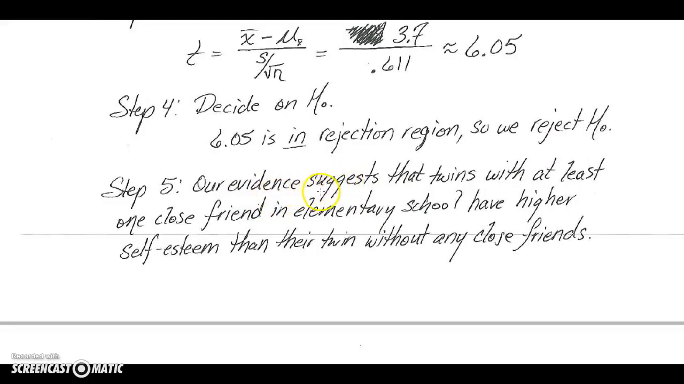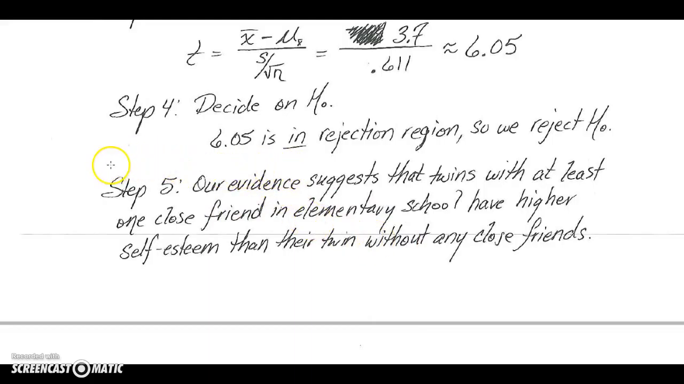So our evidence suggests that the twins with at least one close friend do have higher self-esteem than their twin without any close friends. We haven't proved it, but by rejecting the null hypothesis, we've tentatively concluded for our alternative hypothesis, which was that there was higher self-esteem in the twin that had the close friend versus the one without any close friends.